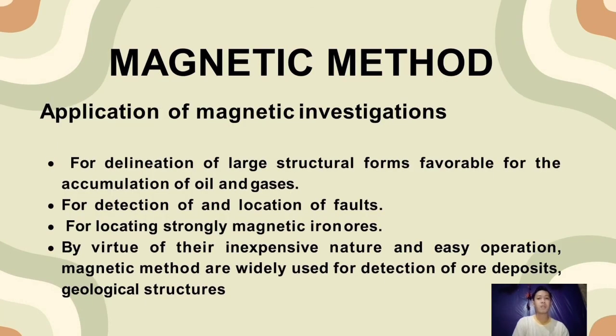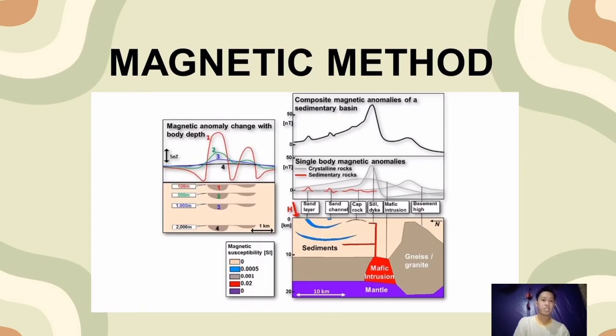Magnetic method. Application of magnetic investigations: for delineation of large structural forms favorable for the accumulation of oil and gases, for detection and location of faults, and for locating strongly magnetic iron ores. By virtue of their inexpensive nature and easy operation, magnetic methods are widely used for detection.